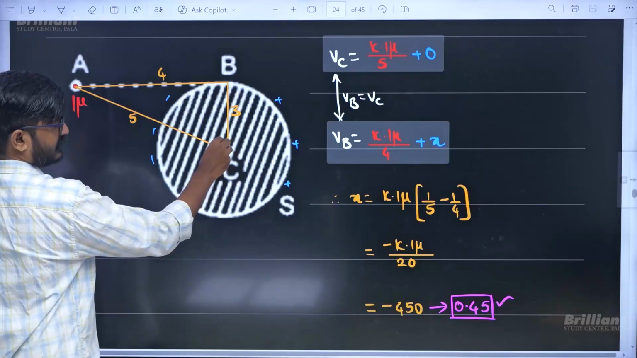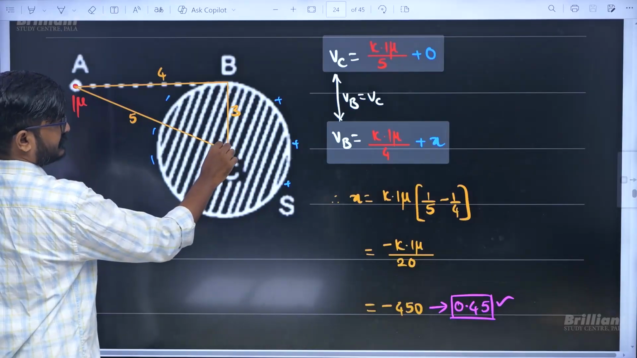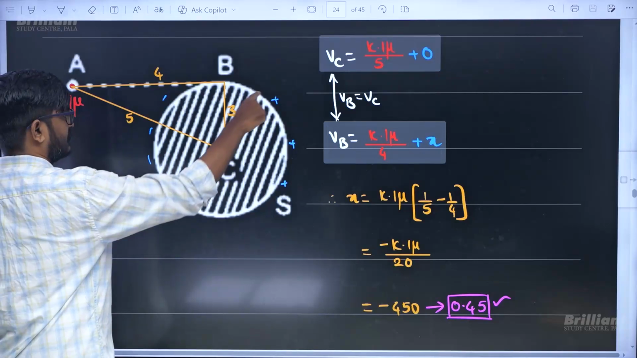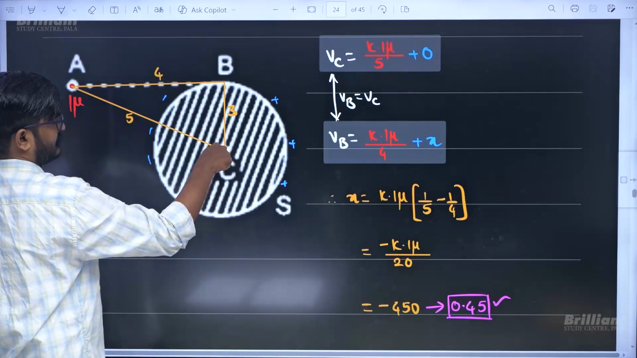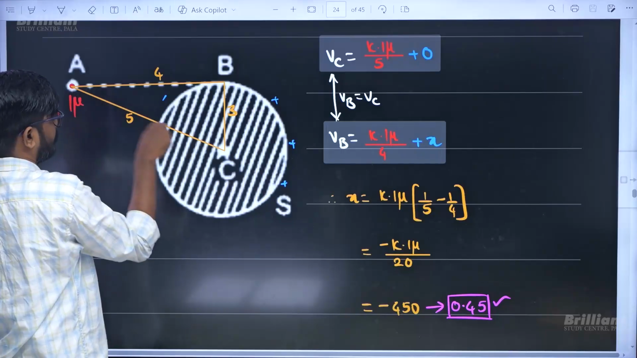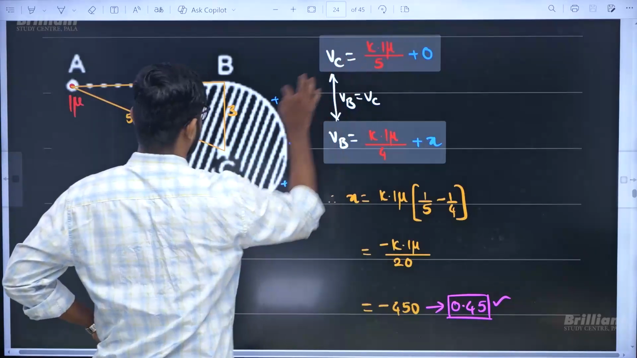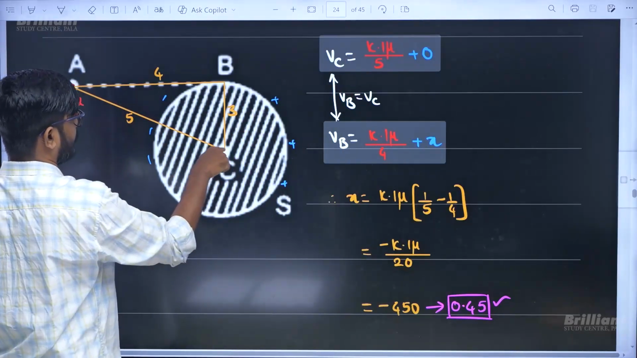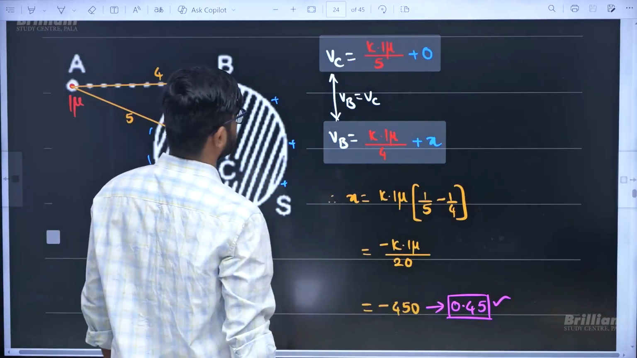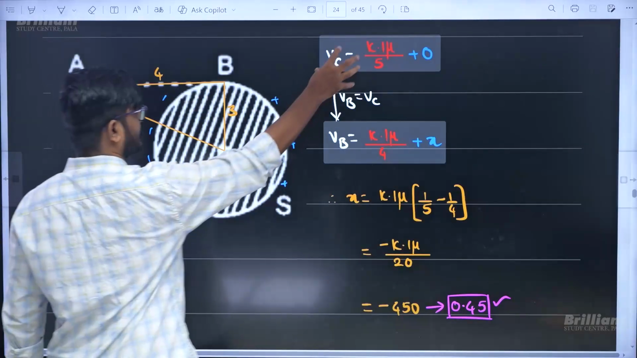The good thing about the center is that it is equidistant from the negative charge as well as the positive charge. So the potential because of these is going to cancel and be 0. Potential at C because of this charge is going to be k into 1 micro by 5. Due to induced charges it will be 0. So net potential is going to be this much.